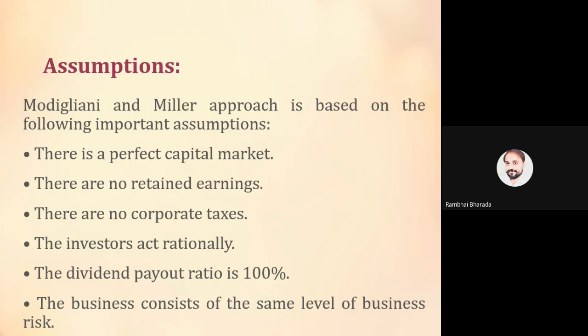Are we clear about the retained earning? Retained earning means a part of profit which is reinvested by the top management in the company for growth and expansion. Here, what is the condition? There is no retained earning. It means this option is not available with the company. Whatever the profit company will generate, this entire profit will be distributed as a dividend. There is no reinvestment of profit. Whatever the profit we will earn, that we will distribute as a dividend.